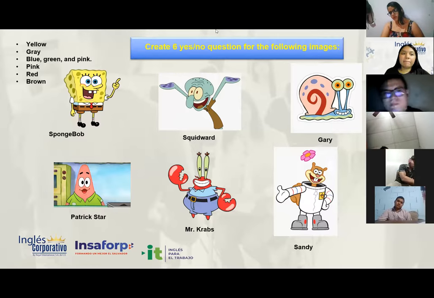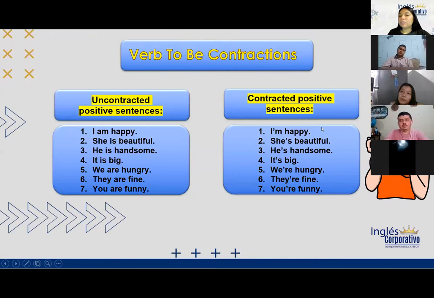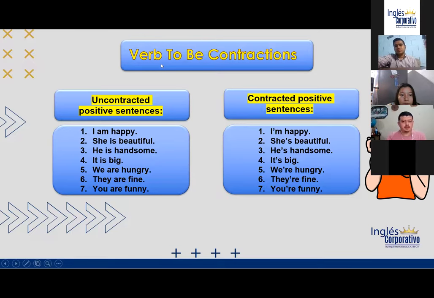Okay. Now, let's continue. Carlos Ernesto, help us reading uncontracted. And Claudia, contracted. Verb to be, contraction. Uncontracted, positive sentences. One, I am happy. Number two, she is beautiful. Number three, he is handsome. Number four, he is big. Number five, we are hungry. Number six, they are fine. Number seven, you are funny.